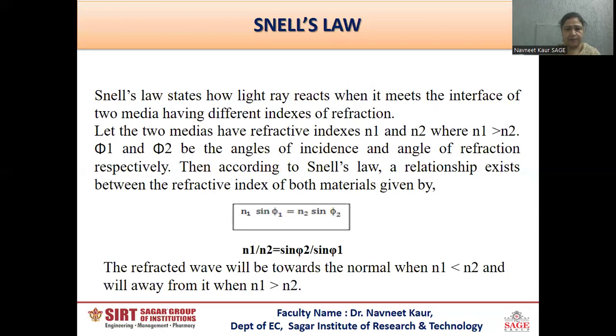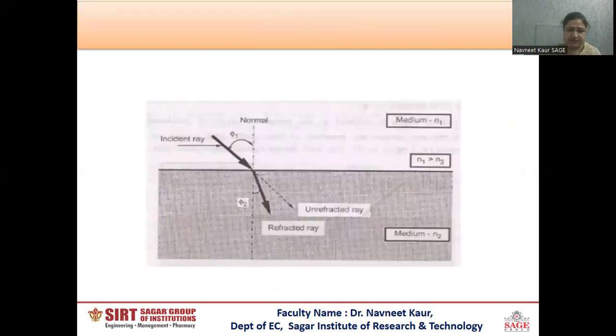Now, Snell's law. Snell's law states how a light ray reacts when it meets the interface of two media having different indices of refraction. Suppose we have two media, one having refractive index N1 and another having refractive index N2, and N1 is greater than N2. Phi1 and phi2 are the angle of incidence and the angle of refraction respectively. This can be shown in this figure.